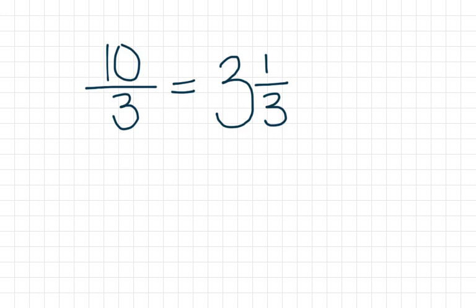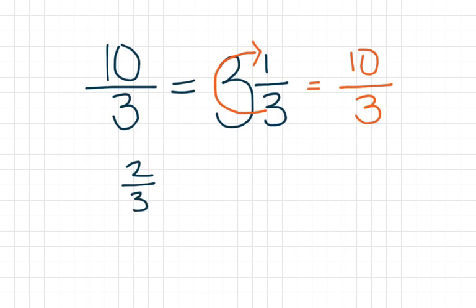And we can double check that. 3 times 3 is 9, plus 1 is 10 out of 3. So the product, 2/3 times 5, is 3 1/3.